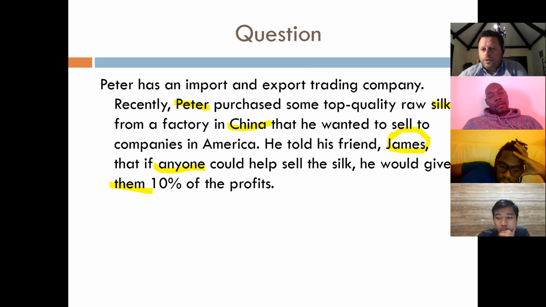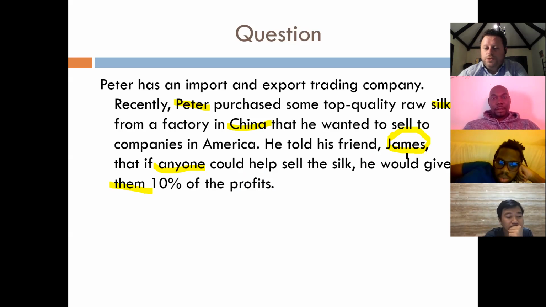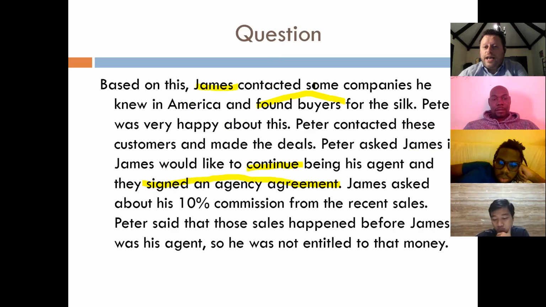10%. But sir, Peter can deny this because they don't have evidence like written paper or something. But the evidence is clear. The evidence is James went out and contacted companies. Why would James do that? Yeah, I mean, why would you do that kind of work unless you thought you were going to get paid?